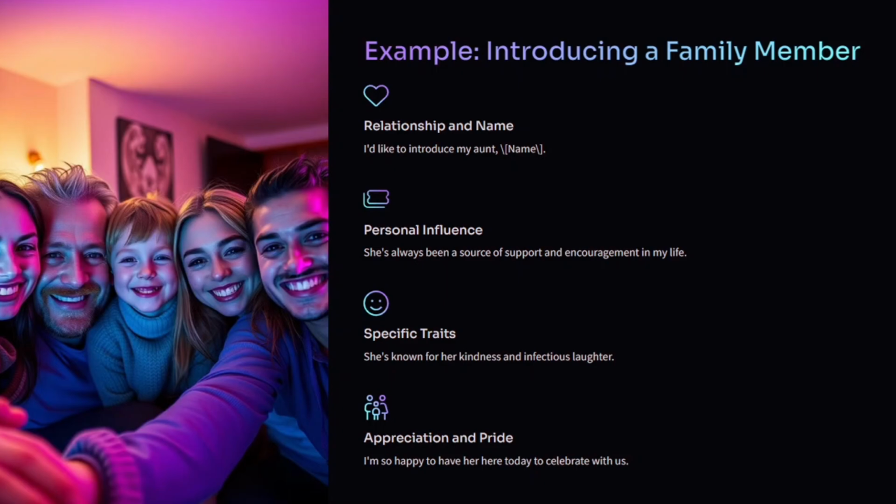The next thing is the specific traits or qualities of your aunt that you need to tell. For example, she is known for her kindness and infectious laughter. Last one, the appreciation and pride. Here, how we need to tell: I'm so happy to have her here today to celebrate with us. Okay, these are the one-liners, and in the PDF file, I have given enough examples for all these, introducing others.